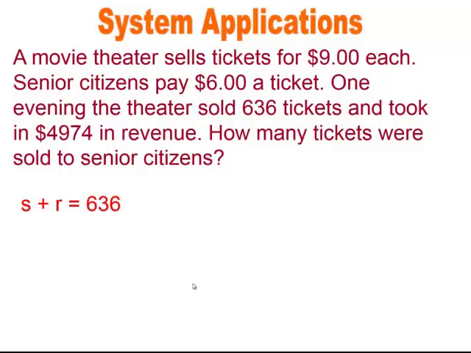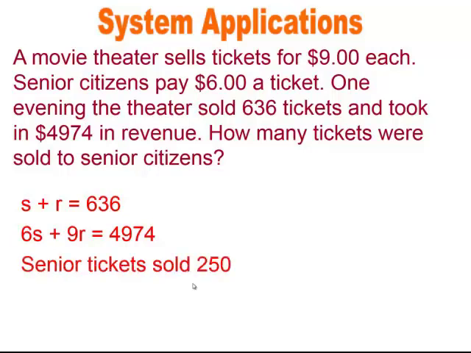So again, the equations here, we have senior citizens plus regular tickets. Total tickets is 636. And then when we talk about dollars, it's $6 for senior citizens plus $9 for regular tickets, and the total revenue in dollars was $4,974. Now I have my system, and you can solve it any way you like, and you should get that senior citizen tickets sold was 250 and the regular tickets sold was 386.